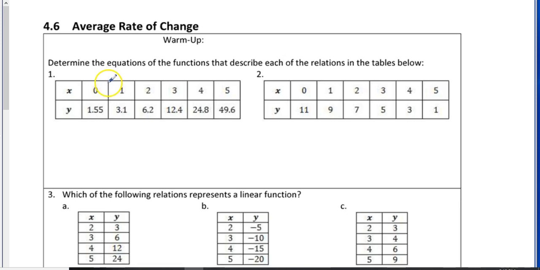So just read the directions, get as far as you can, having paused the recording, and then play when you're ready to check your answers.